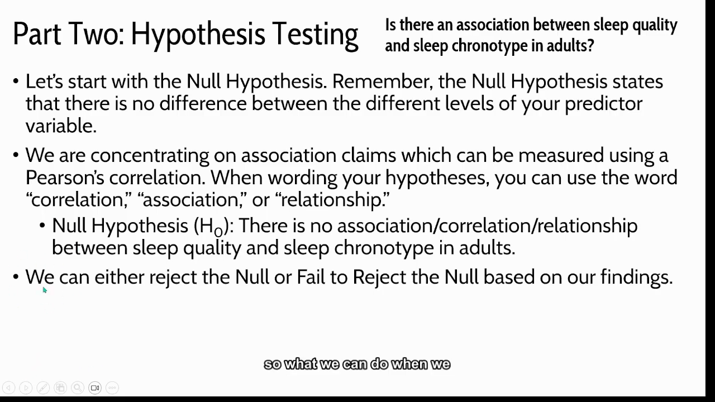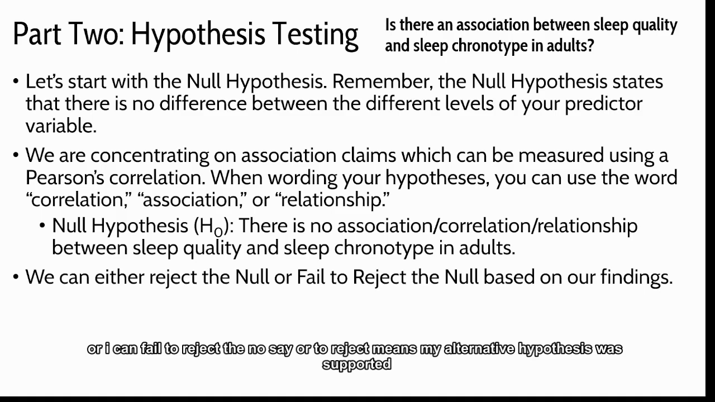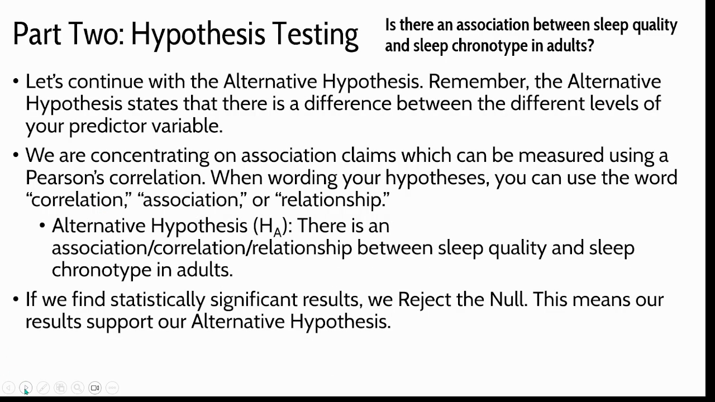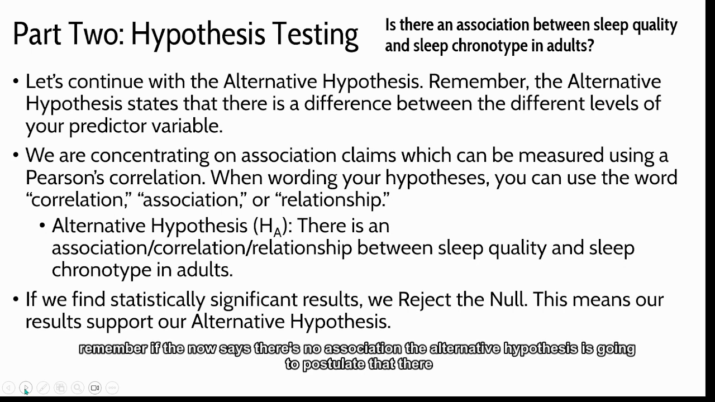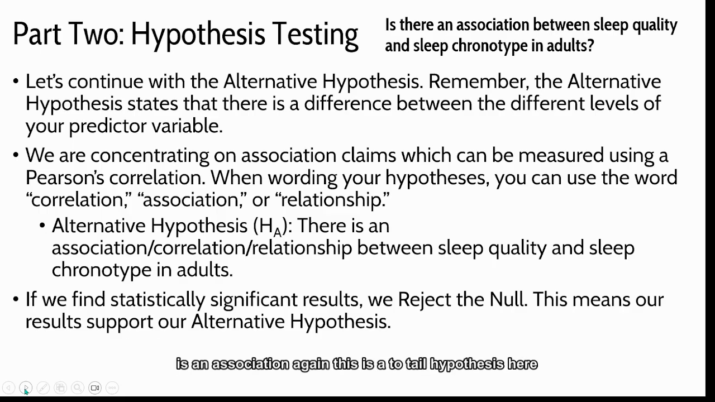So what we can do when we do the research is we can either reject the null, which says the null is not supported, or I can fail to reject the null. Fail to reject means my alternative hypothesis was not supported, not my null. So let's continue by looking at the alternative. Remember, if the null says there's no association, the alternative hypothesis is going to postulate that there is an association.